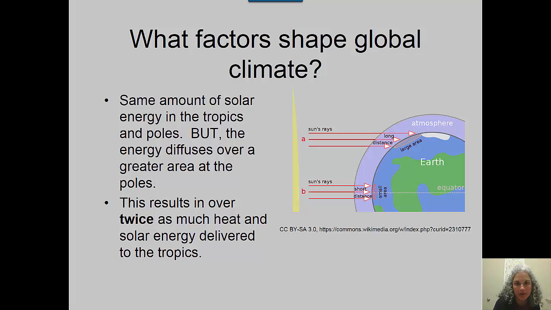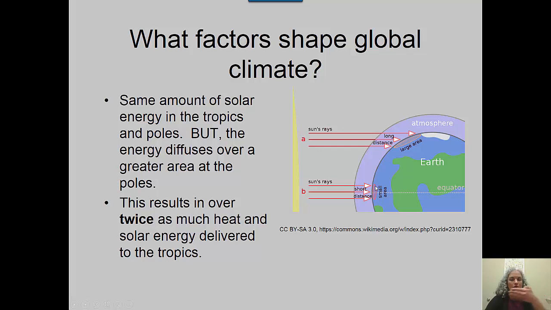The next point I want to make is that regardless of the season, in general, there's more energy coming from the sun that's landing near the equator of our planet than is landing on the surface of the planet near the poles. So here we see these three arrows down here, B, and these three arrows up here denoted by the letter A. And if you take a look at the Earth, you see that this same amount of solar radiation is diffusing over a smaller area in the tropics.